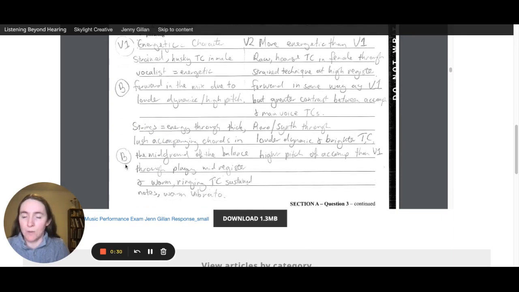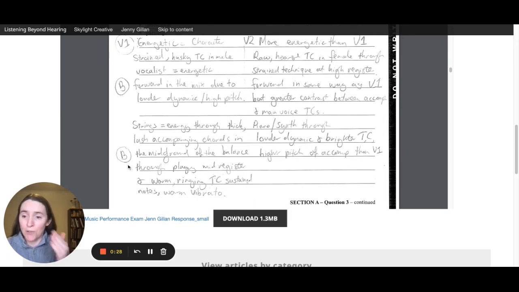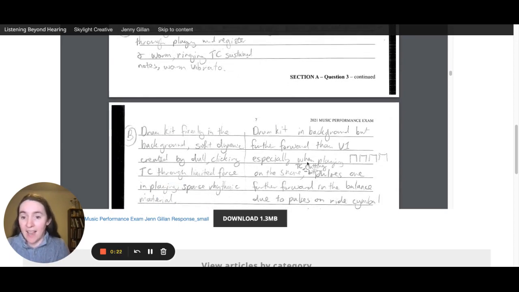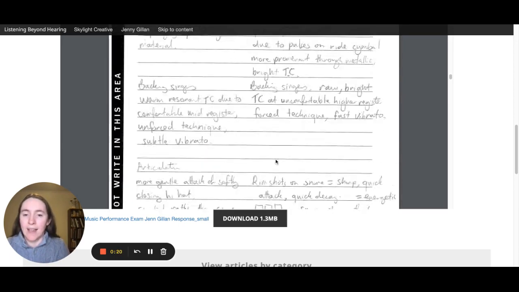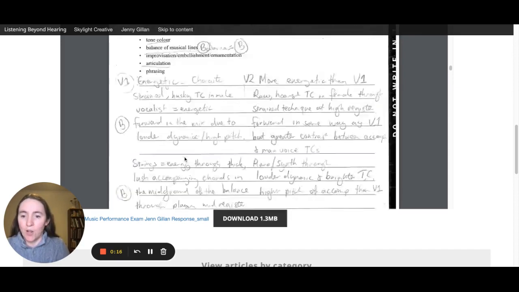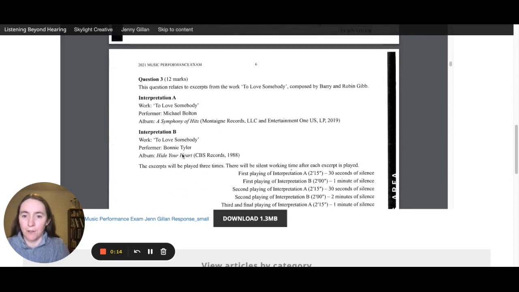And there again, I deal with balance just because I'm also dealing with tone color. I don't want the examiner to miss that I'm dealing with both. And so there's balance again and tone color. And at the end, I deal with articulation on its own. So I hope that's really clear and easy to follow.